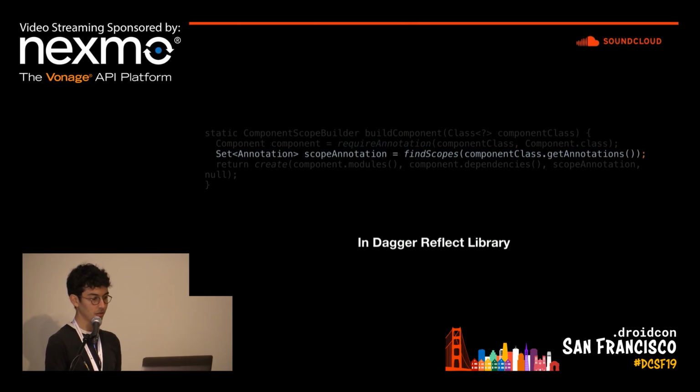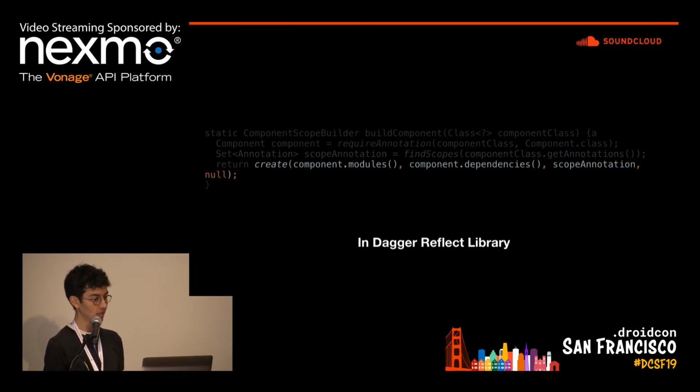The next thing it does is it reads any scoping annotations. In this case, if you have a singleton annotation or any other scoping annotation on the component. And then it passes that into the create along with all the modules it declares and any dependencies.